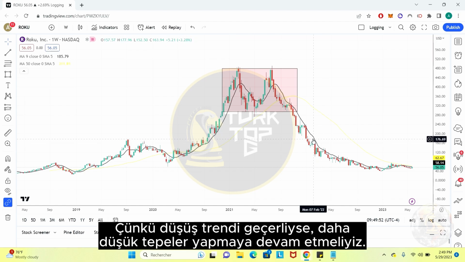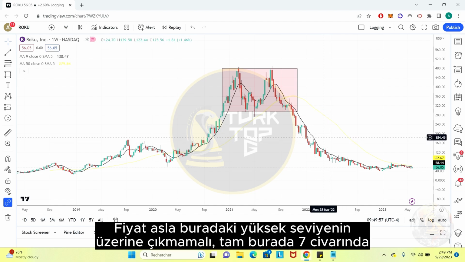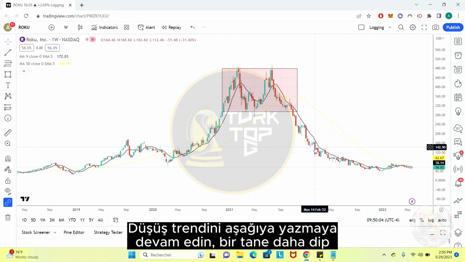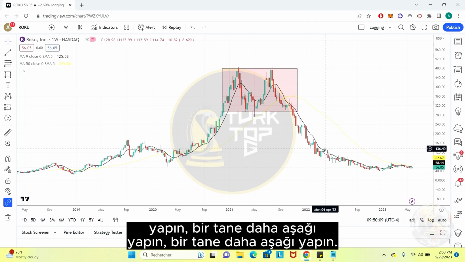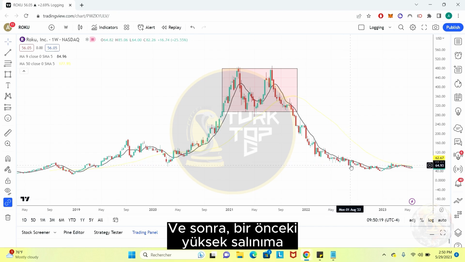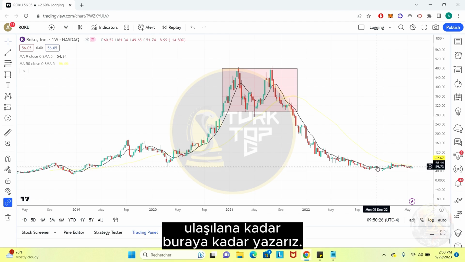Because if the downtrend is valid, we should keep making lower highs. The price should never really go above the swing high right here, around 7th February on the weekly chart, so 180 area. All right, keep riding the downtrend lower, make another lower low, make another lower high, make another lower low. We keep moving a stop to the new lower highs, right above the new lower highs. And then we ride it all the way till here when the previous swing high would have got breached.